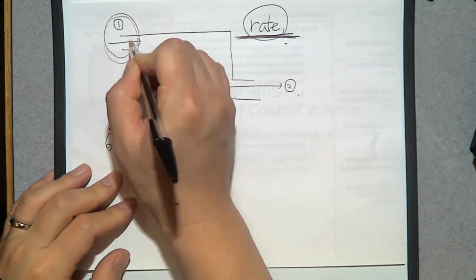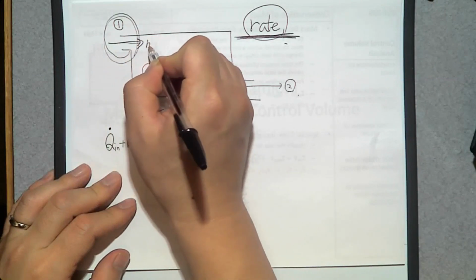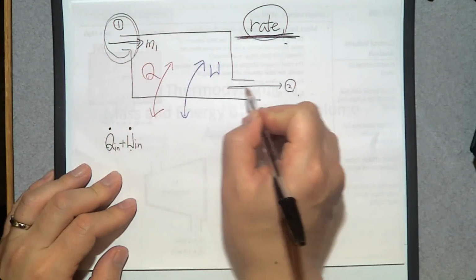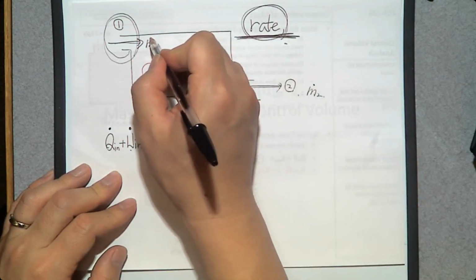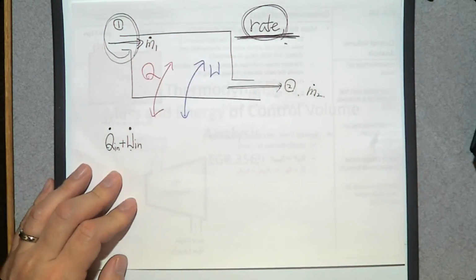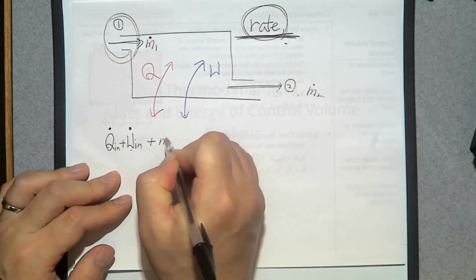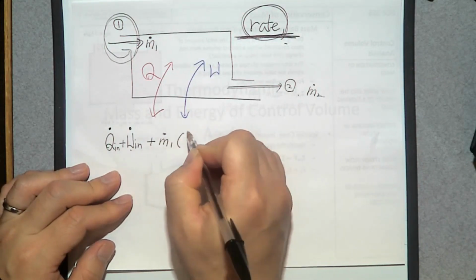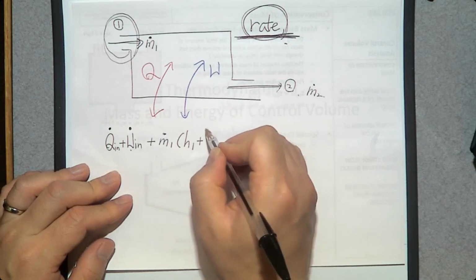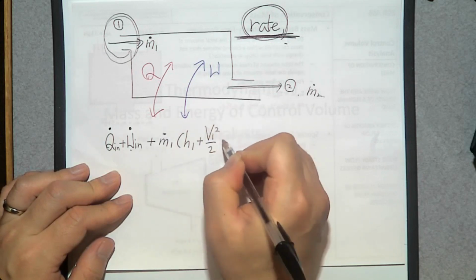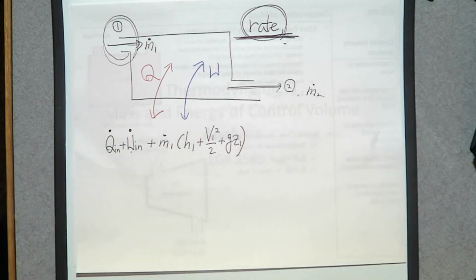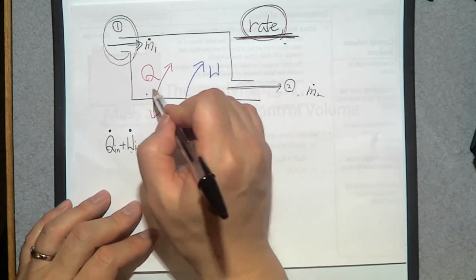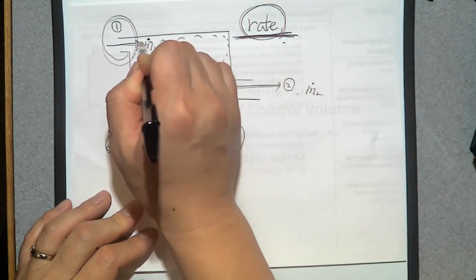And we have the rate of energy transfer by the mass that goes in. There's an M1 that goes in, and an M2 that comes out. If you use rate form, it's going to be M dot, the mass flow rate. So M dot 1 has enthalpy H1, kinetic energy V1 squared over 2, plus potential energy, gravity times elevation Z1. Okay, so these are energy transfers into this control volume, the open system.